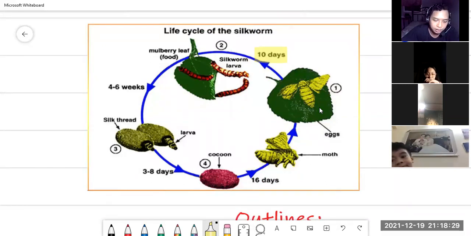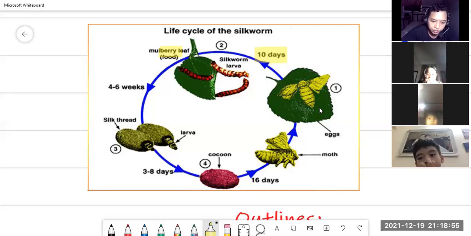The silkworm larvae eat mulberry leaves as food. After 4 to 6 weeks, they become silk thread. The larva becomes silk thread, and after 8 days, it becomes a cocoon. After 16 days, it becomes a moth. So this is the life cycle of the silkworm. Okay, so let's make the outline.